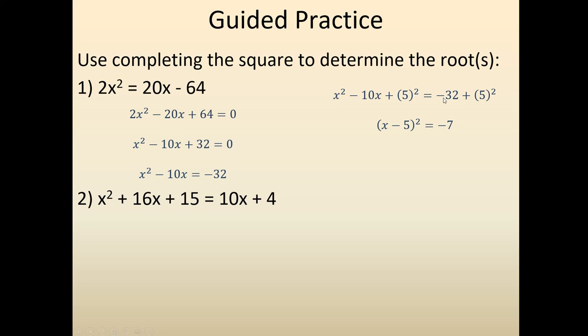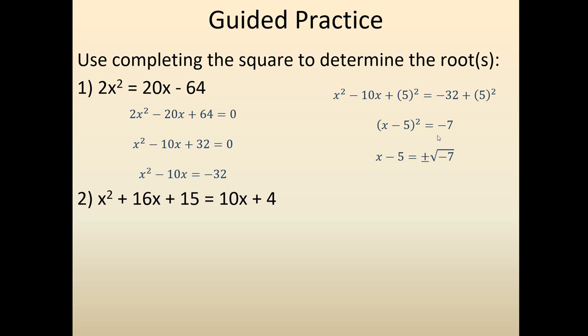And then over here, we just put that in the calculator. Negative 32 plus 5 squared, which is 25, will give us negative 7. Take the square root of both sides. And remember, when we do the square root, it's going to be plus or minus. So we get x minus 5 equals plus or minus the square root of negative 7.